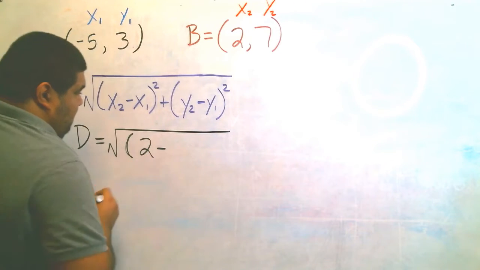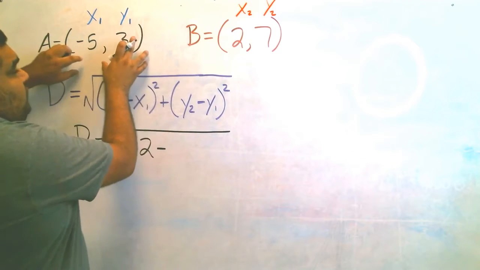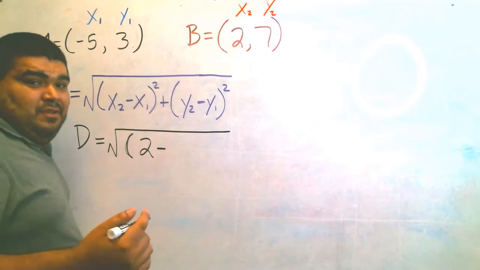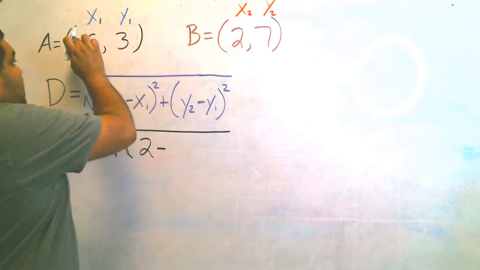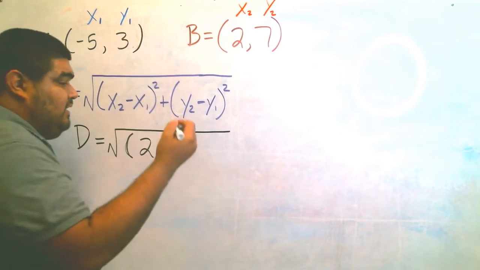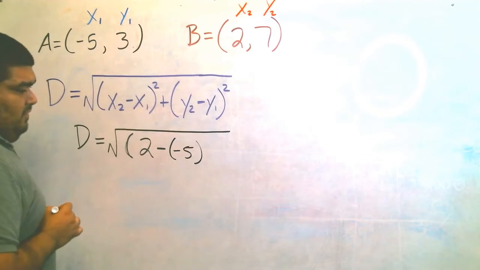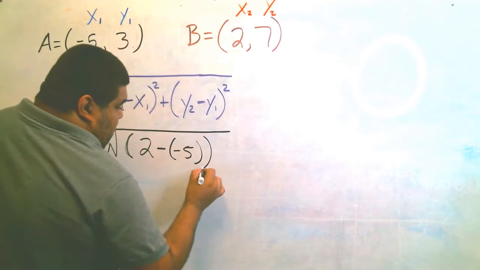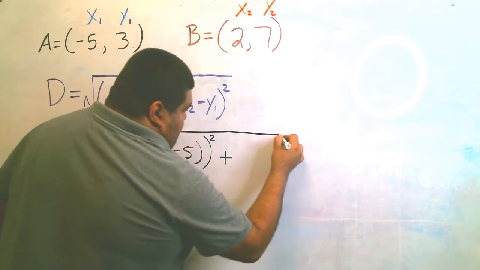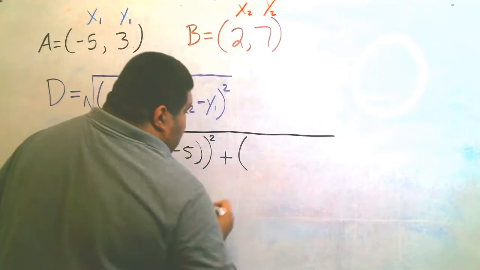Minus. Now we're looking for our x1. Notice that on the first coordinate, we have an x1, which is -5. Remember, when it comes to two negatives, for now we're just going to leave it as it is, then we're going to combine them, okay? So for now, just write it as -5, close the parentheses, square, plus, let me make my little bracket on top a little longer, another set of parentheses.